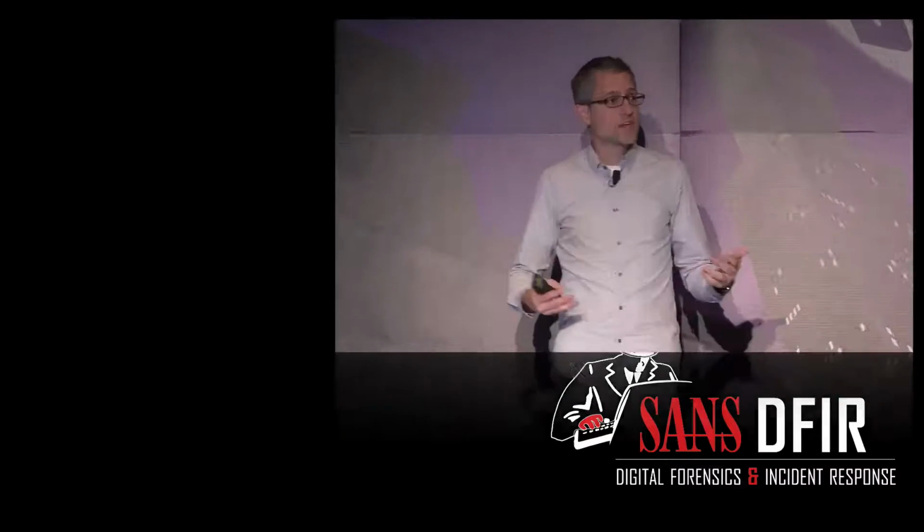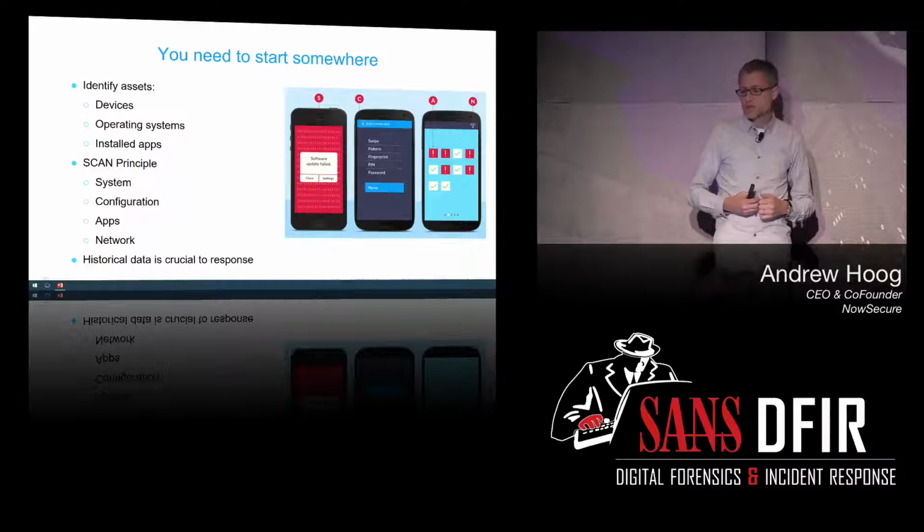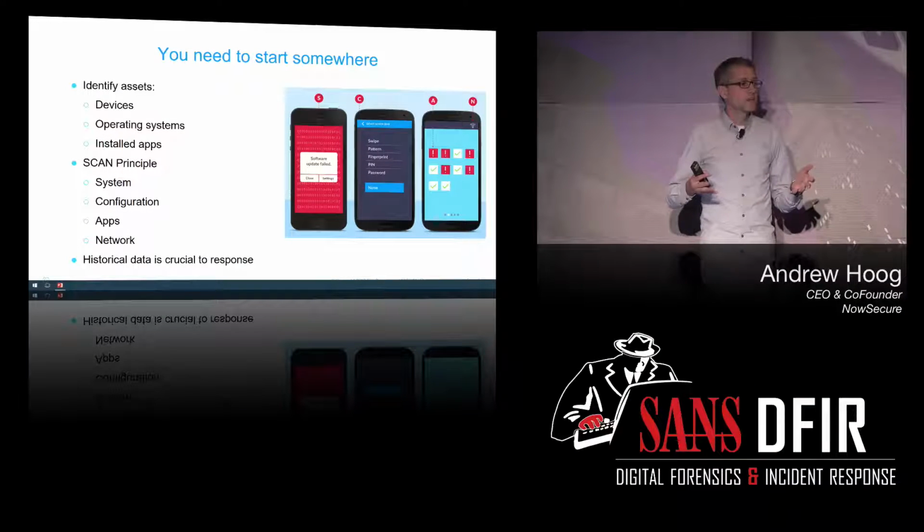And so if you have to get started somewhere, one of the greatest places is just to go out there and try to identify your assets, go through that SCAN principle, fill in the information. You can get some of it from an MDM. Some of it you have to build out apps. We have a free app in the App and Play Store that pulls out this information. But begin to collect that information.